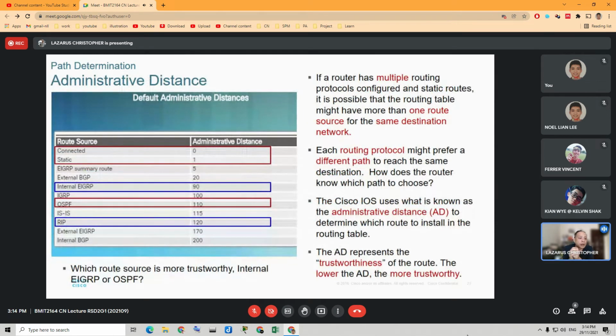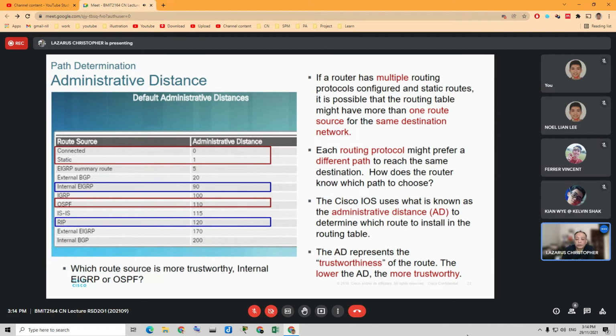Just now, Noel asked which one you should use. I mentioned that depending on the router, a cheaper router will perhaps have one type of protocol, but a more expensive one might have all three different protocols. And it's up to you to choose which one.